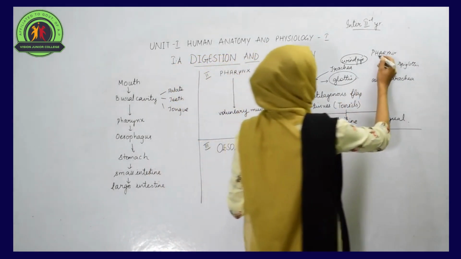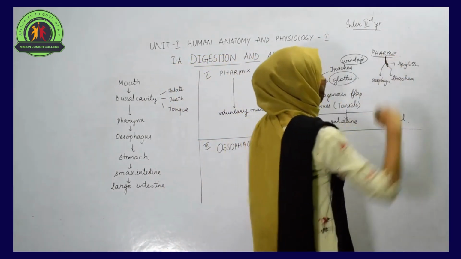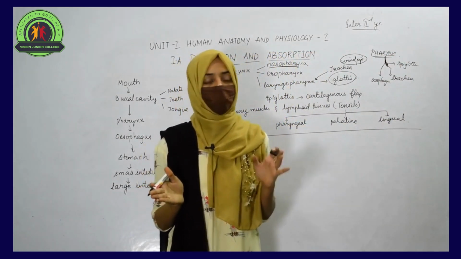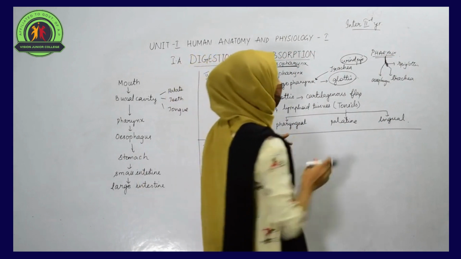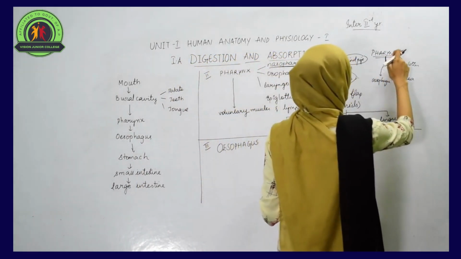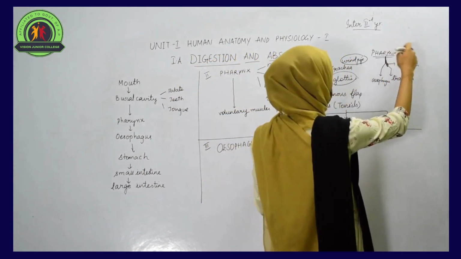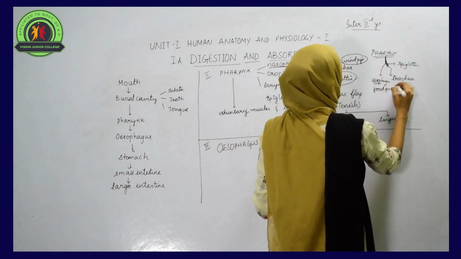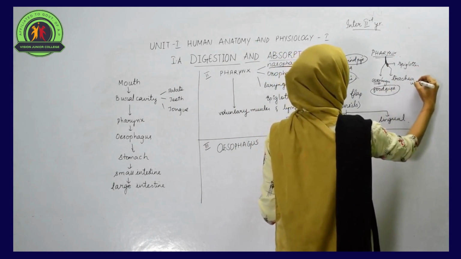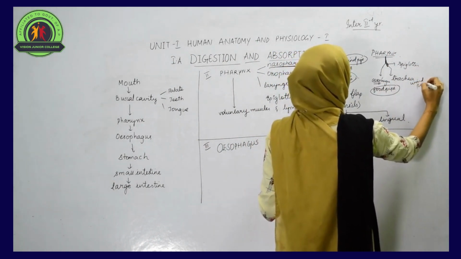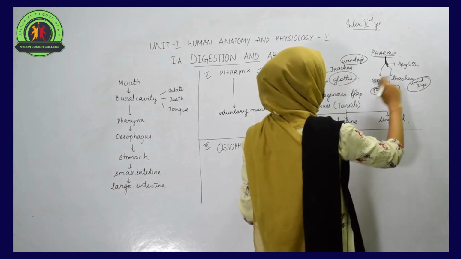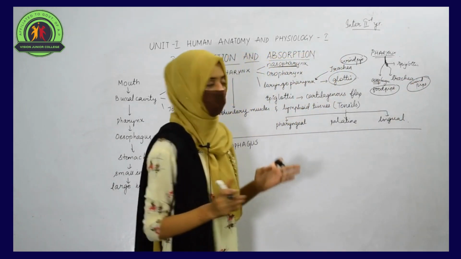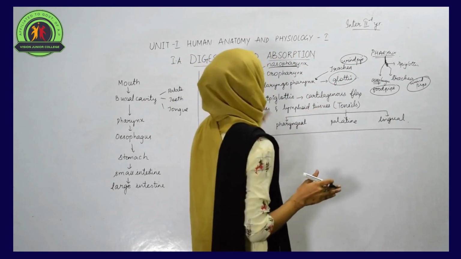When you see the pharynx, it extends, and then two tube or pipe-like structures arise from the end part of the pharynx. One tube or pipe is the esophagus, which is called the food pipe, and the other pipe is the trachea, which is called the windpipe. The esophagus and trachea, both of them, are separated by a structure called the epiglottis.